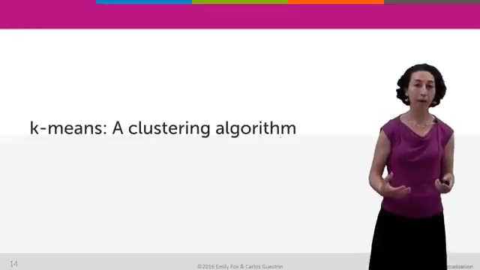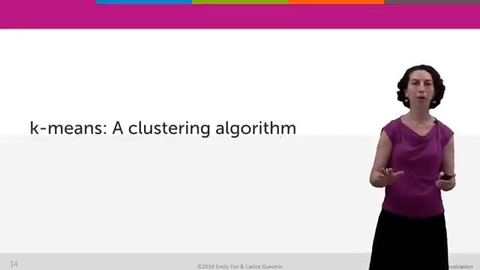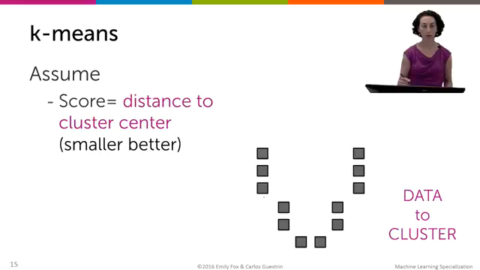But let's start talking about clustering algorithms. And to begin with, let's talk about the bread and butter clustering algorithm called k-means. The k-means algorithm assumes this simple definition of score that we described before, where you just measure the distance between the observation and the cluster center as a way of associating data points to specific clusters.